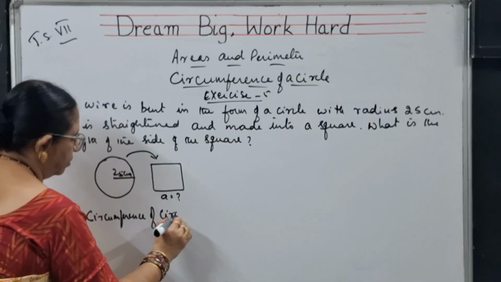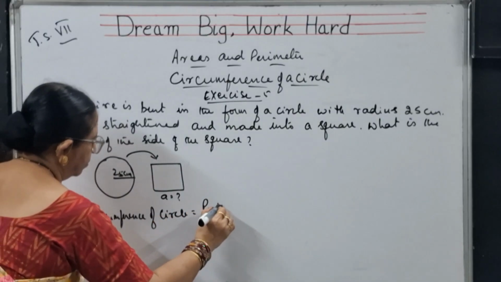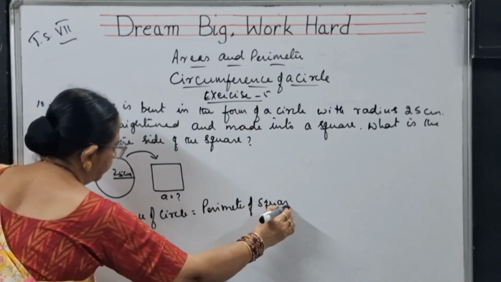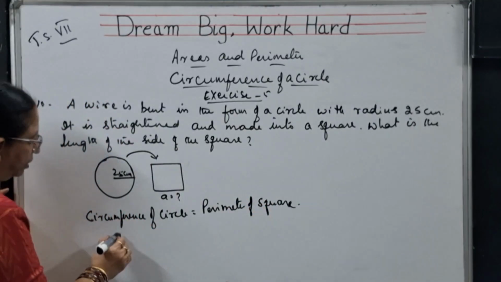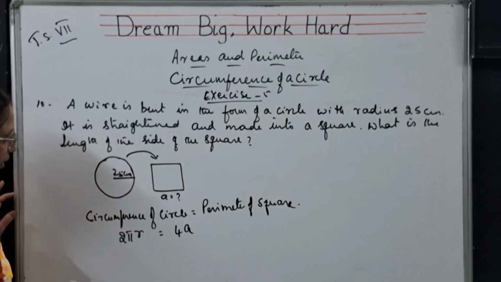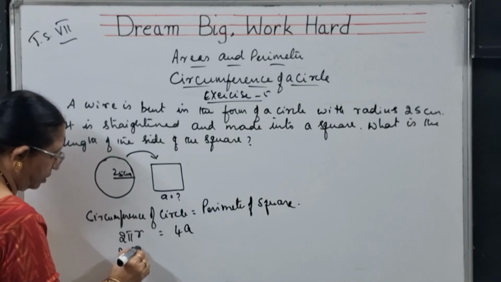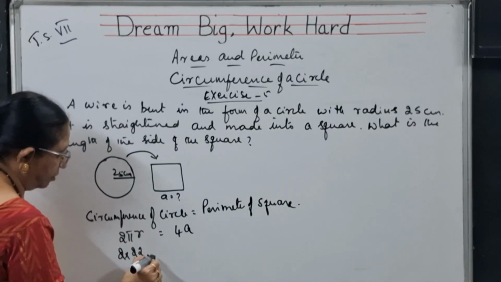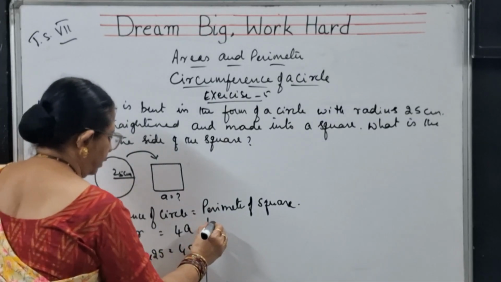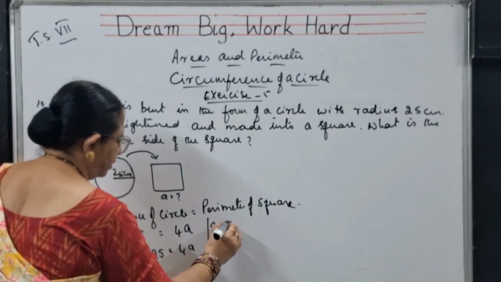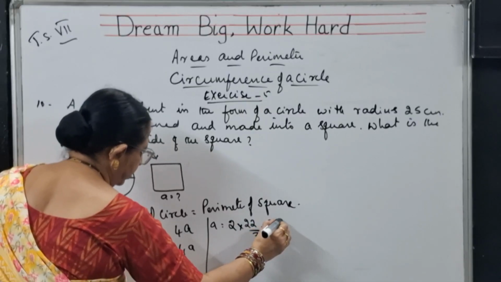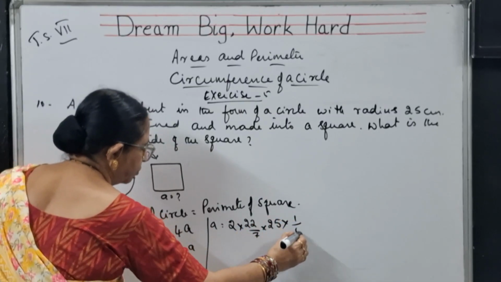So we know that the circumference of the circle is equal to the perimeter of the square. Why? Because the same wire is converted into a square. That means 2 pi r is equal to the perimeter of the square, 4a. That is 2 into 22 by 7 into radius 25 is equal to 4a. So you want a. Sending the 4 here, a is equal to 2 into 22 by 7 into 25 into 1 by 4.